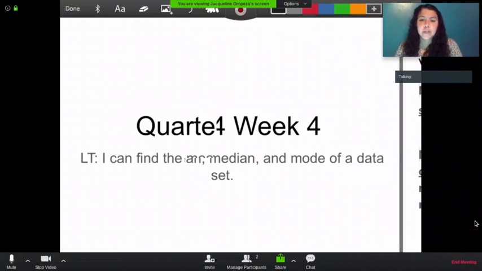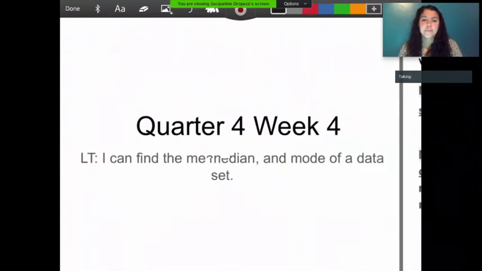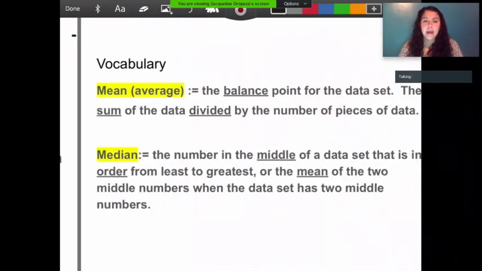We are starting quarter 4, week 4. Our learning target is I can find the mean, median, and mode of a data set. We have 3 new vocabulary words.